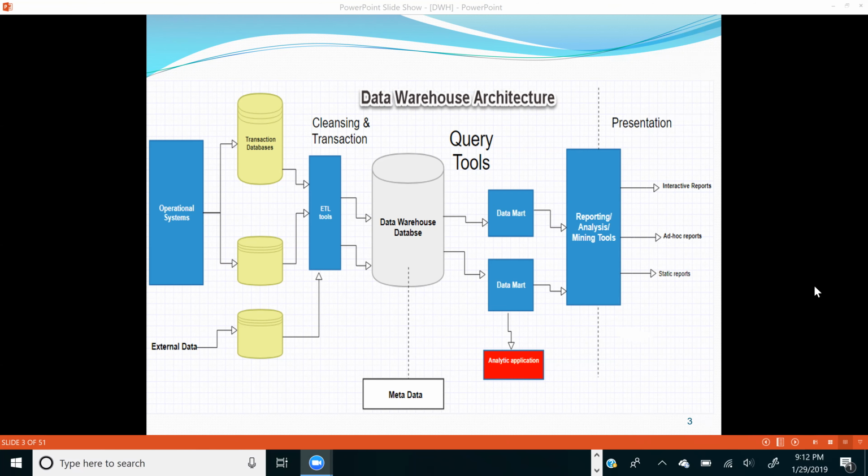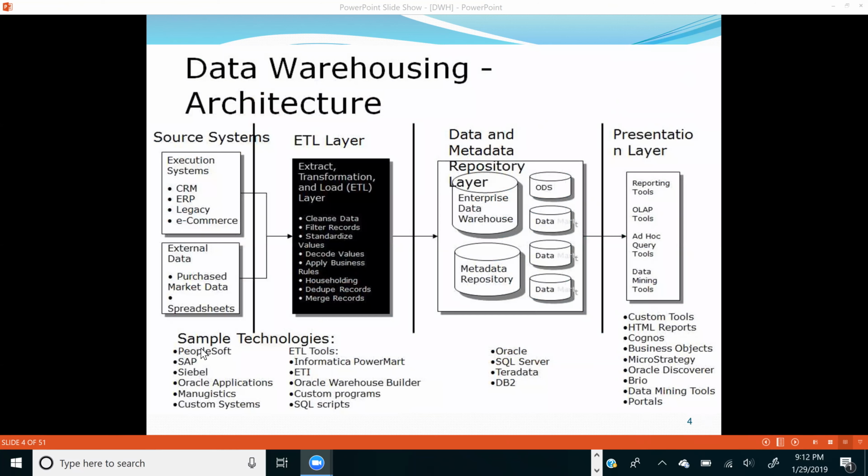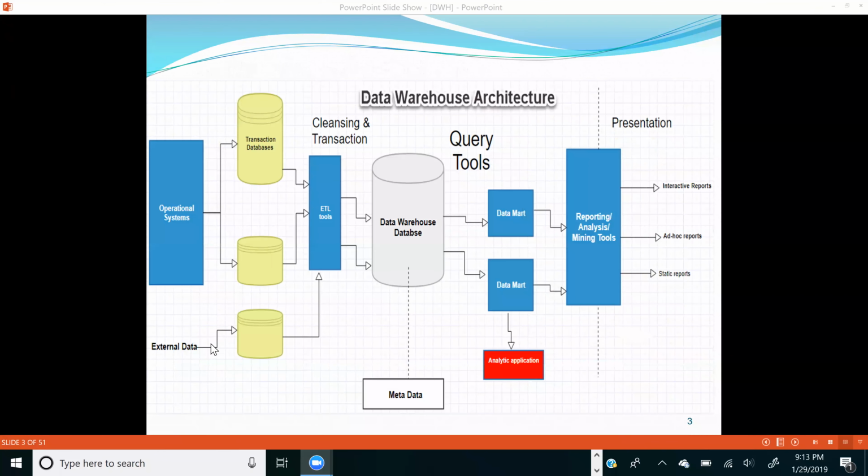A few of them, you can see in our next screen. You can use PeopleSoft to build it, you can use SAP, you can use Siebel CRM, or Oracle ERP systems, and also Java, .NET, HTML. So there are various different front ends you can use to design those screens.